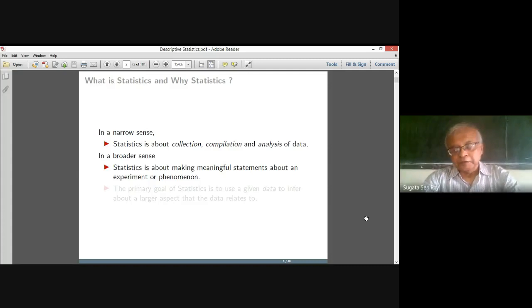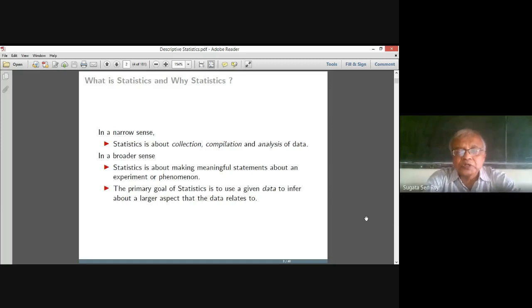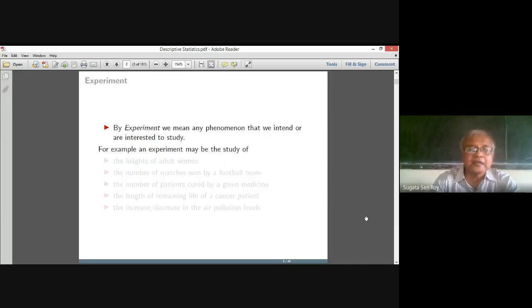If you are looking at the current pandemic, then the proportion of cases among the people. So there can be different types of statements that we would want to make based on some experiments. These are different experiments that we'll carry out and different types of statements that you'll be making based on it. So the primary goal of statistics is to use a given data to infer about a larger aspect that the data relates to, and this I'll explain in greater detail.